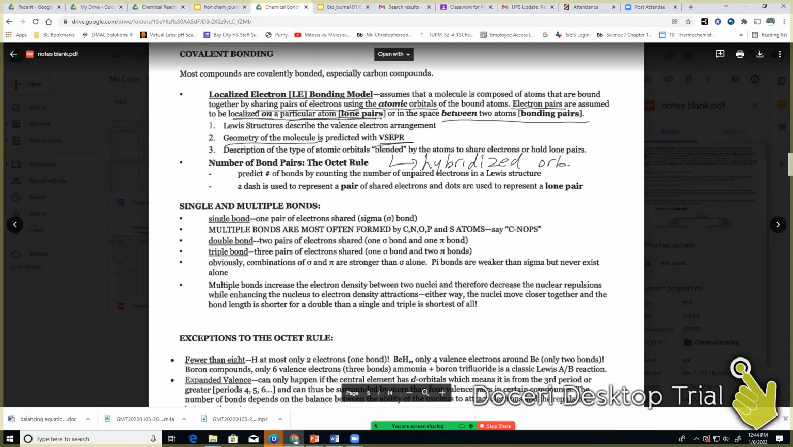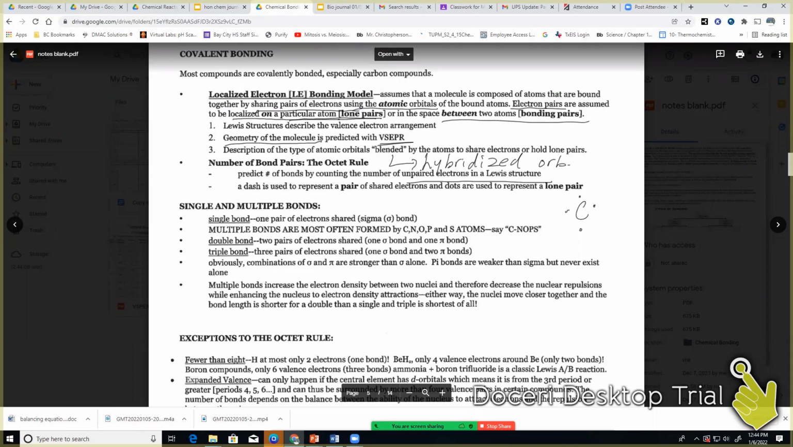All right, so the number of bond pairs, once again, that's going to be your octet rule. You can predict the number of bonds by counting the number of unpaired electrons in the Lewis structure. That's what we did yesterday. For instance, carbon, that's kind of why it's almost in a class by itself. It has those four unpaired electrons, so it tends to form four bonds, whether singles, doubles, or a triple, but anyway, it's going to form four bonds. The dash is used to represent the pair of shared electrons, and the dots are used to represent a lone pair. We did that yesterday when we started doing our Lewis dot.